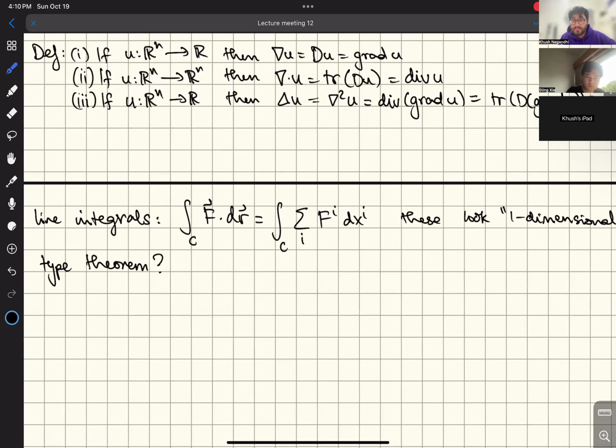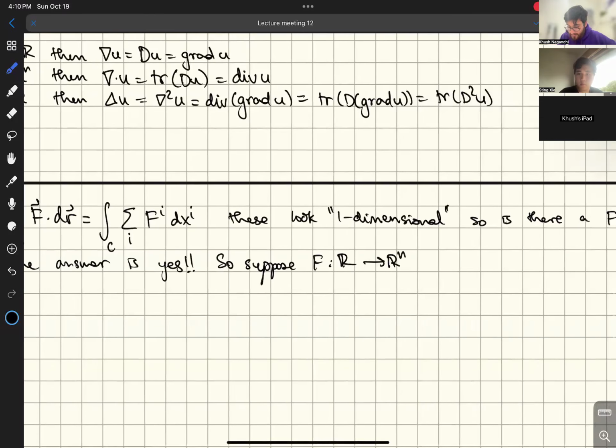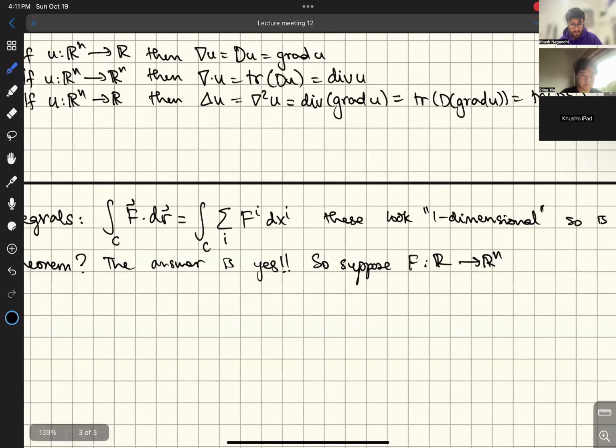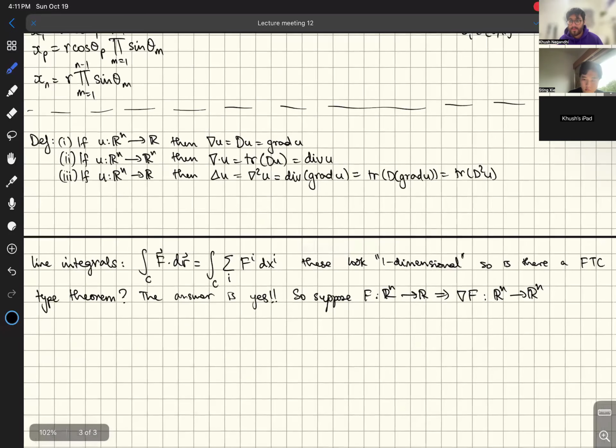And the answer is yes. So suppose I have f from R into R, sorry, not R into Rn. Now, what I can do is make this a vector valued function by taking the gradient. So this is now a function from Rn, and it gives me another vector in Rn. Do you agree with this?